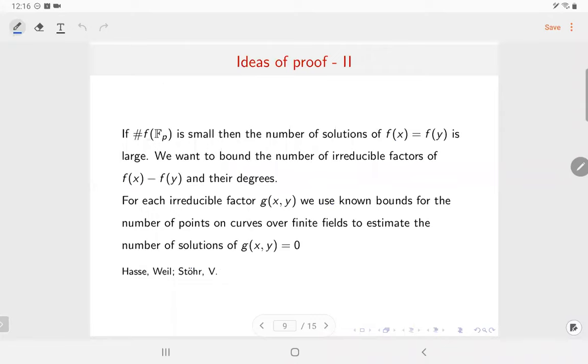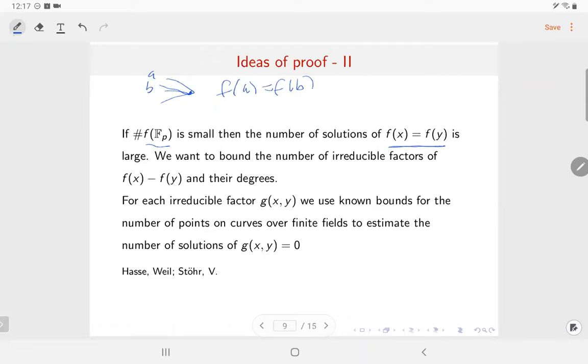If the cardinality of this set is small, it means that there are many elements of FP taking the same value. So if you have A and B with F of A equal to F of B, then it's a root of this polynomial in two variables, right? Two elements that have the same image give you a solution to this equation.